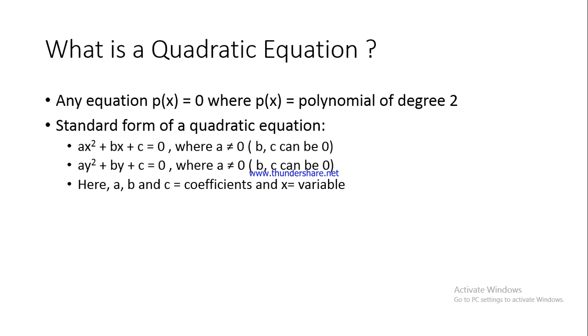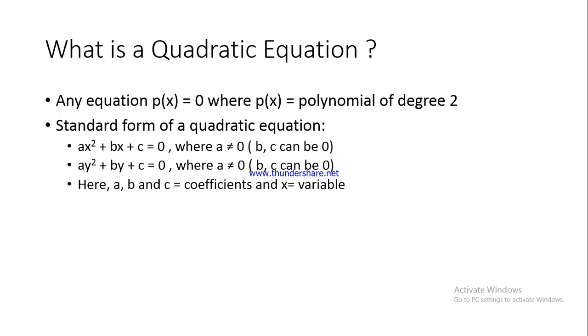We have seen this. In the first line I told you an equation p(x) = 0 where p(x) is a polynomial of degree 2, and I told you that degree is the highest power. So if you look at ay² + by + c = 0, in this particular equation, this is a quadratic equation in y. What does this mean? There should be at least one term in which the power of y is equal to 2.